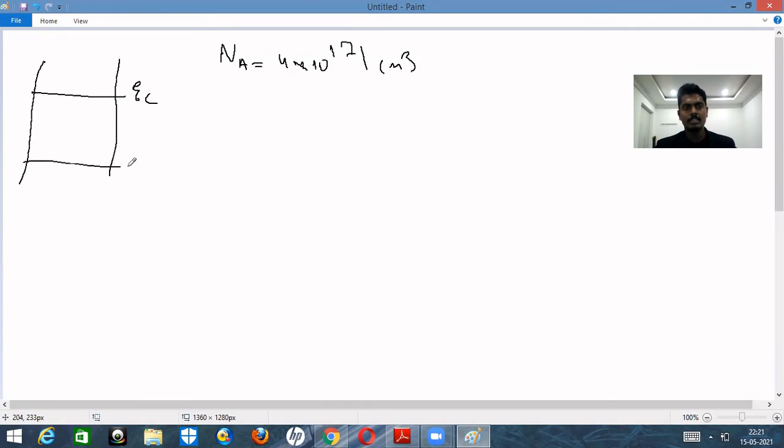Here we have EV, EFi, EC. Initially, since it is an intrinsic semiconductor, the Fermi level is in the middle. Okay, when we dope with acceptor impurities, automatically the Fermi level will shift towards the valence band. So right, it is definitely a move down. That we already know, this will be EFI and this is EF.